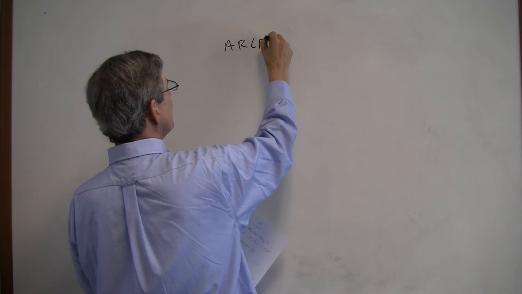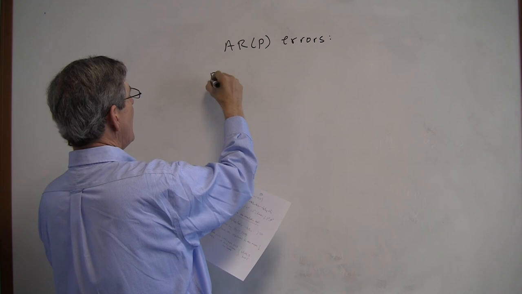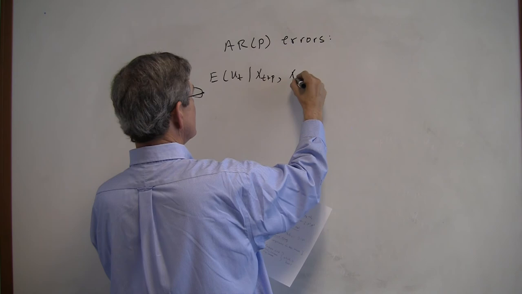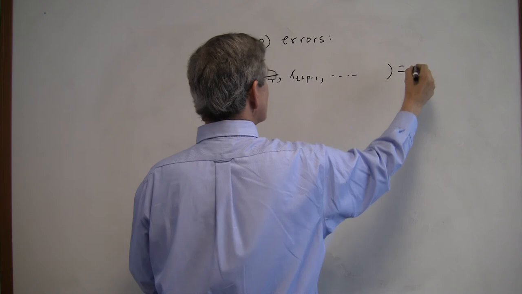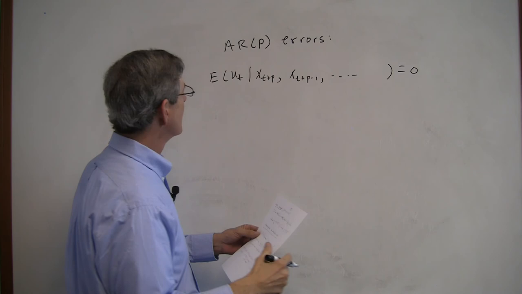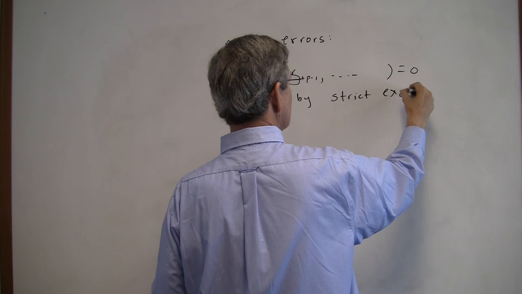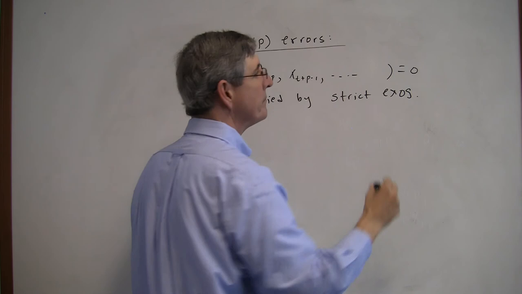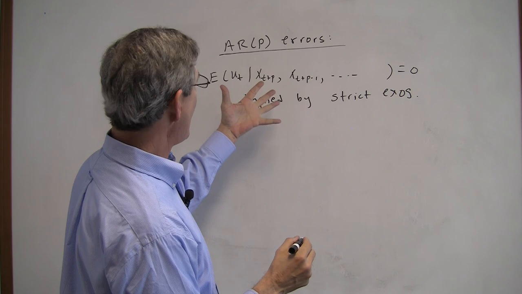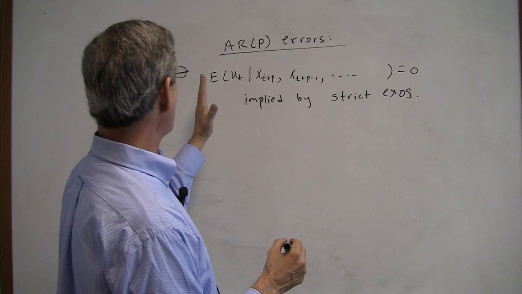If you have AR(p) errors, the case I just looked at, the assumption that you need is that the expected value of u t given x t plus p, x t plus p minus 1, and so on, equals 0. Somewhere there's an x t and x t minus 1 and all the way back. But again, this is implied by strict exogeneity. So we're OK on that. If you remember, when we looked at the assumptions for the quasi-difference model earlier, this was just x t plus 1, because there was only one lag. When there's p lags, it has to be uncorrelated with the p future values for it to work.